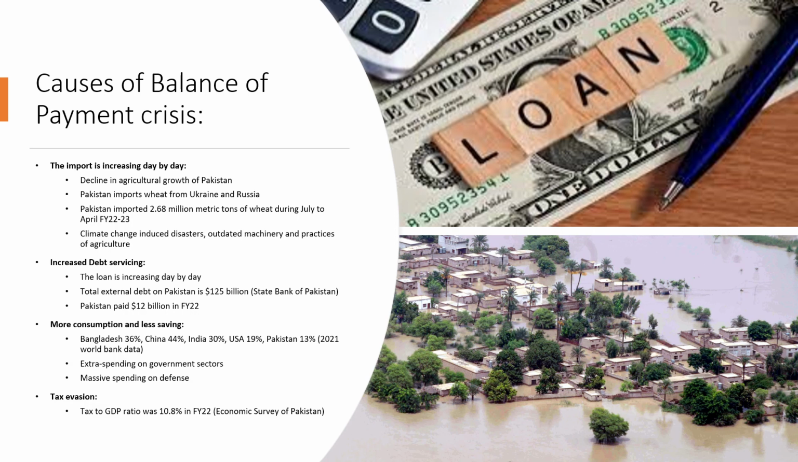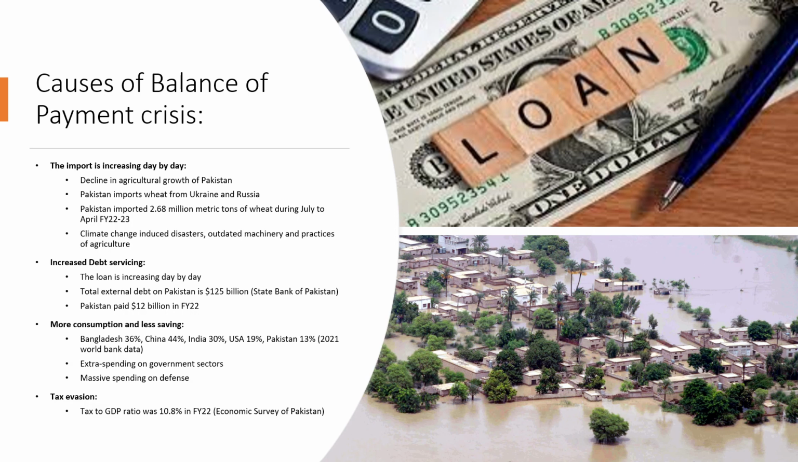Pakistan consumes a lot. We spend a lot. There is bloating in our government sector also, and extra spending on government officials and government sectors. These things add burden on the current account. We all know that there is massive spending on defense also in Pakistan, but unfortunately all these things add burden on the current account, and all this leads to a current account deficit. We end up in this situation, and all this leads to a balance of payment crisis.